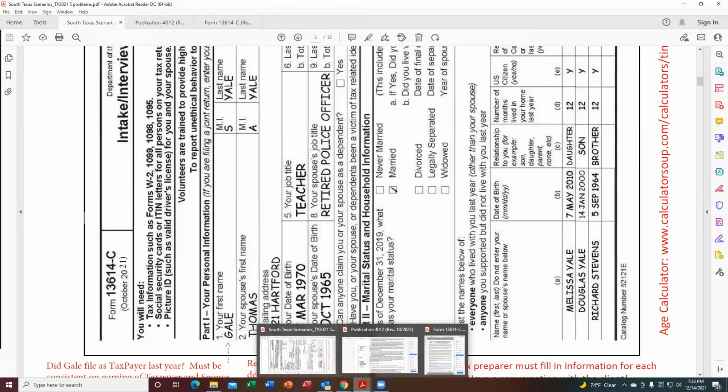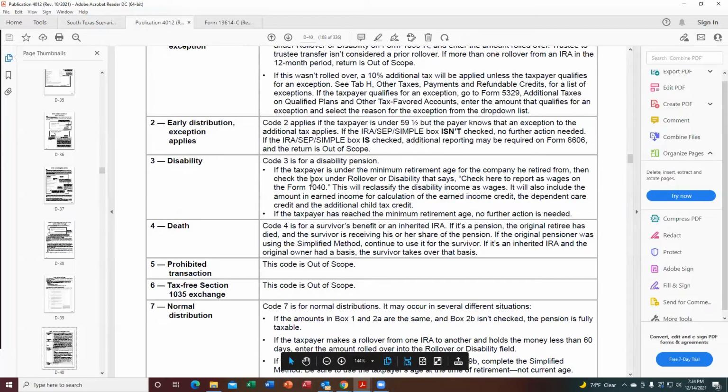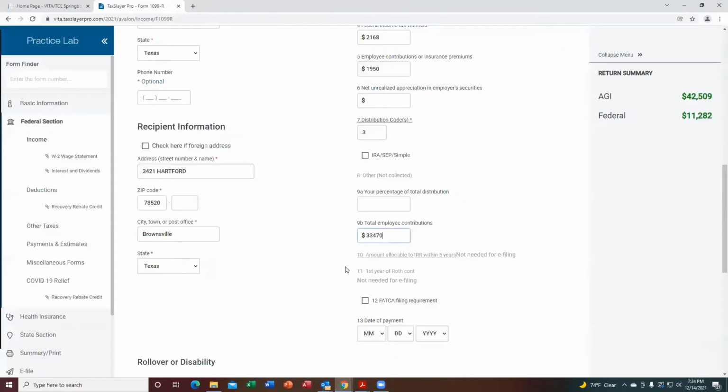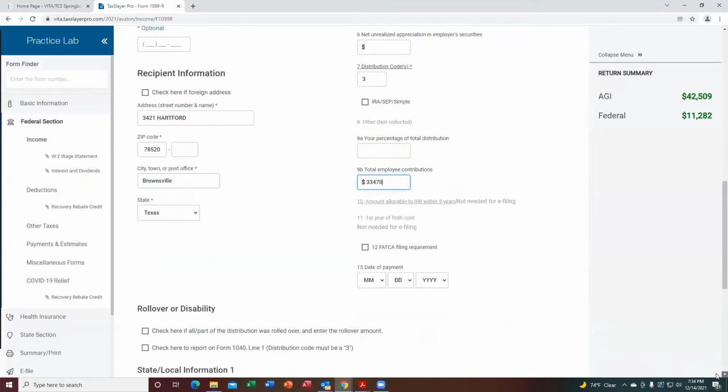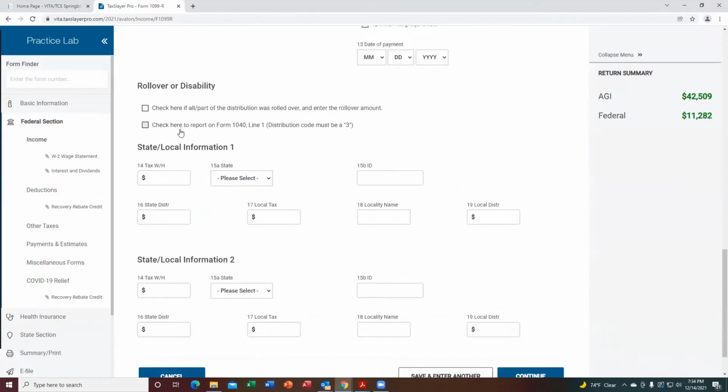So let me go back to the 4012. And so again, code 3. So we come back to your form. So right in here, check here to report on form 1040 line 1, distribution code must be a 3. So we're gonna indicate that there. So then, that would be as regular income.